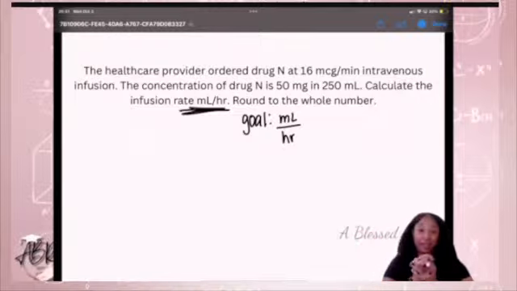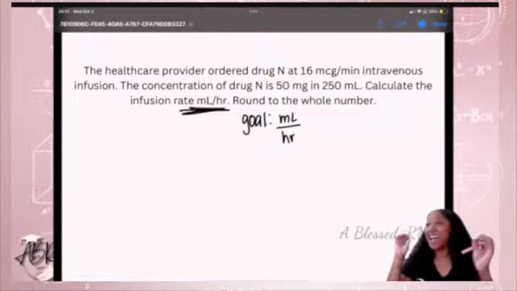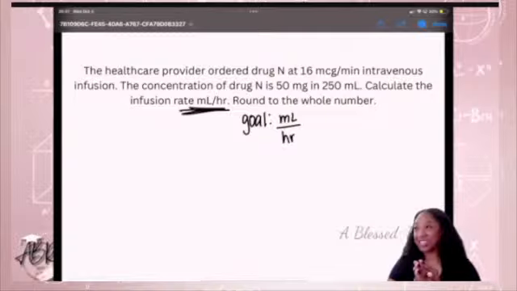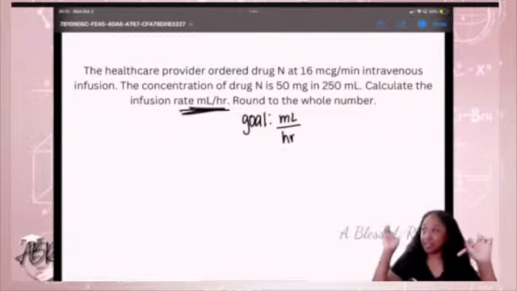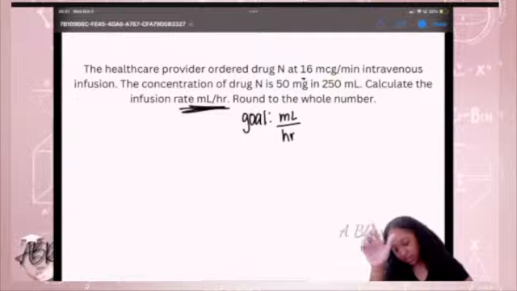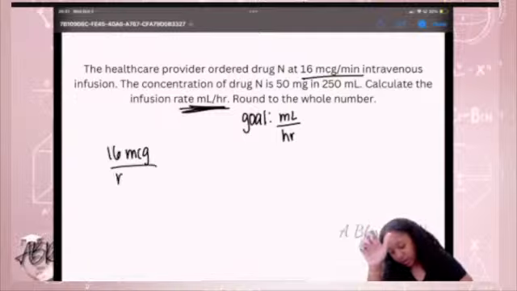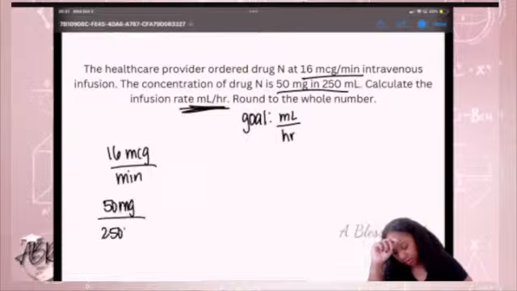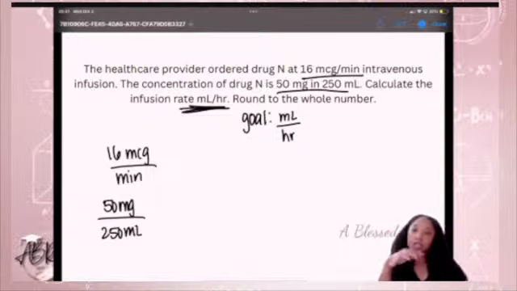So anyways, we're going to pick the puzzle pieces that are together. Everything that is together stays together, okay? And keep them on one puzzle piece. So everything that's equal to each other is one puzzle piece. So we've got 16 micrograms per minute, right? That's the ordered rate. So that's going to stay together. And then we've got our concentration is 50 milligrams in 250 mLs of diluent, okay?